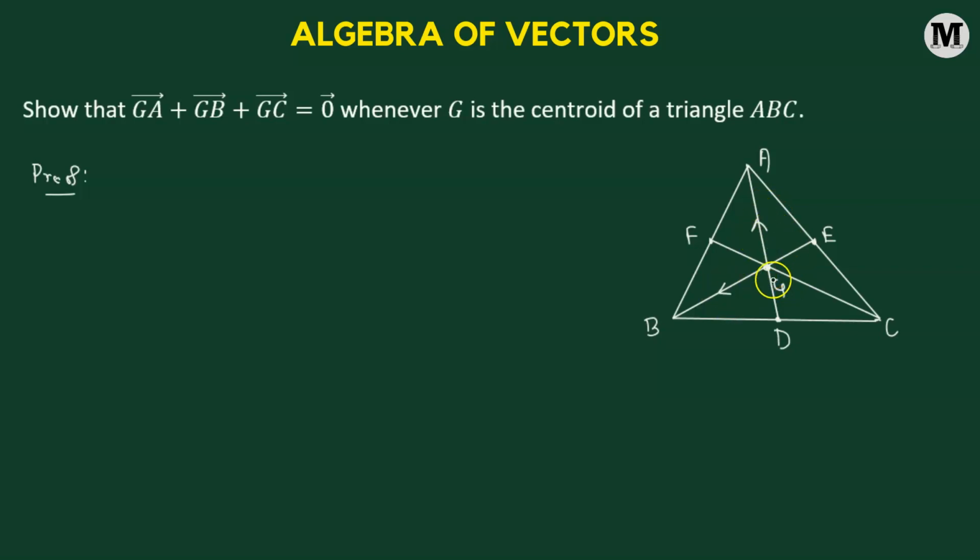Now our goal will be to show that GA vector, GB vector, and GC vector, where GA vector is a vector going from G to A, GB vector going from G to B, and GC vector going from G to C, the sum of these three vectors equals the zero vector.